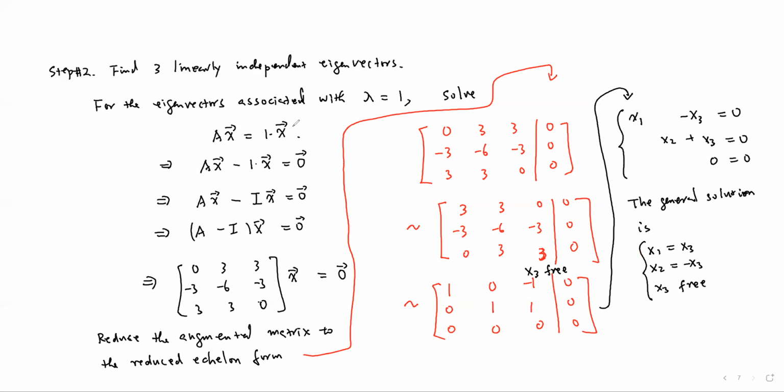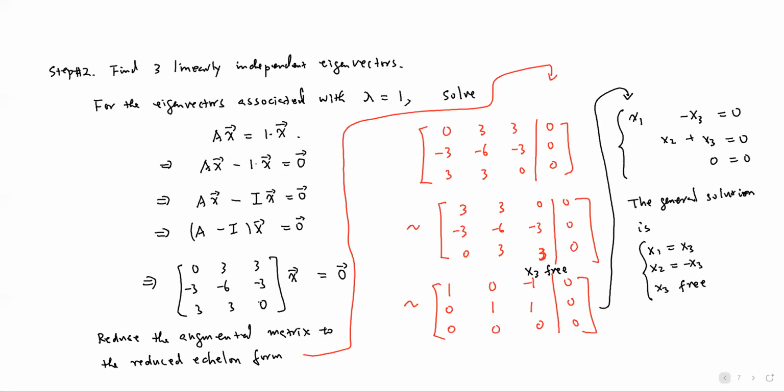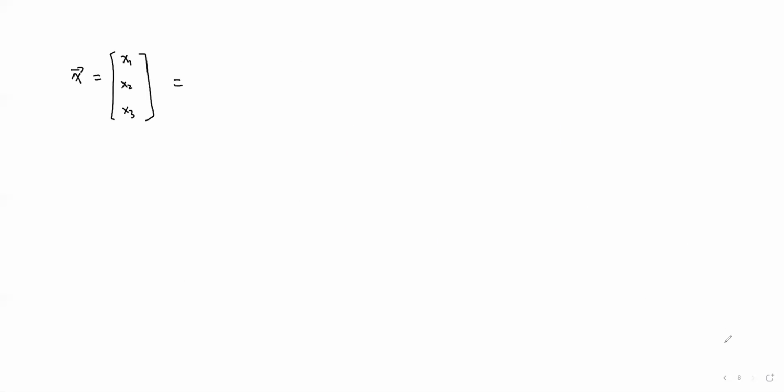Because an eigenvector is a vector, write the solution in vector form. Okay, now write the solution. In vector, x1, x2, x3. What is x1? x1 is equal to the free variable x3.